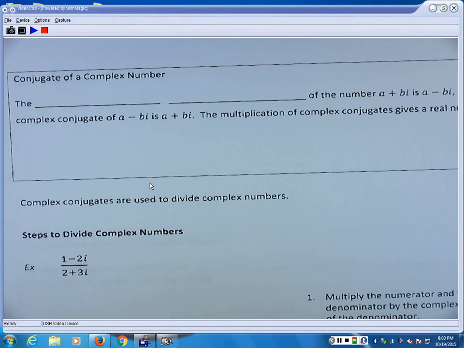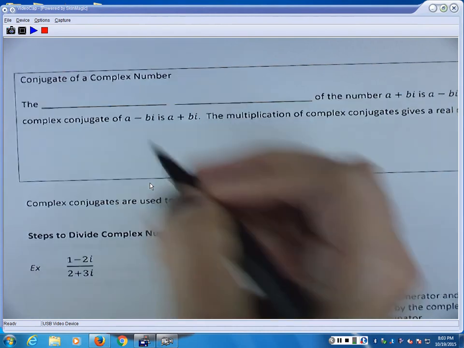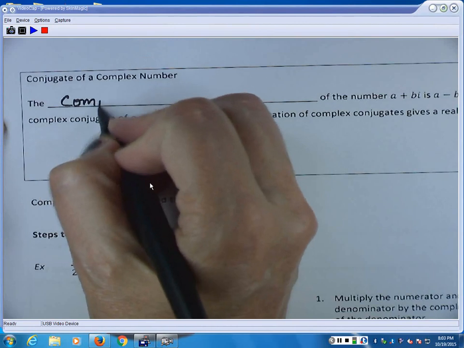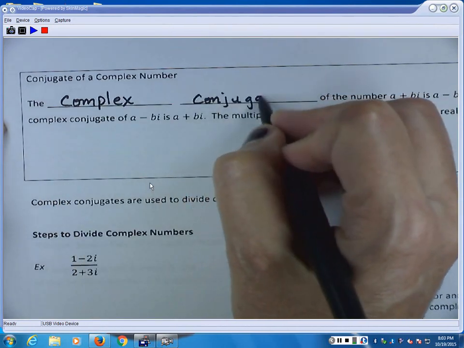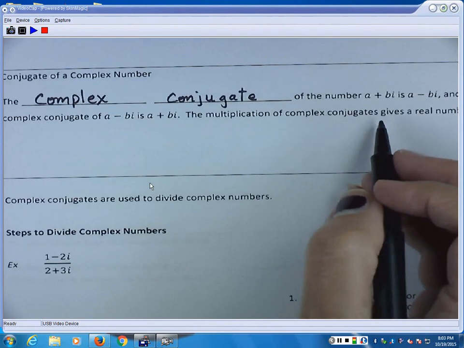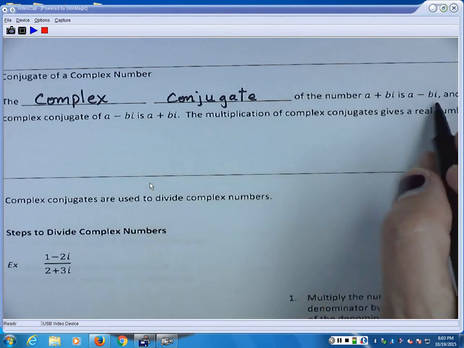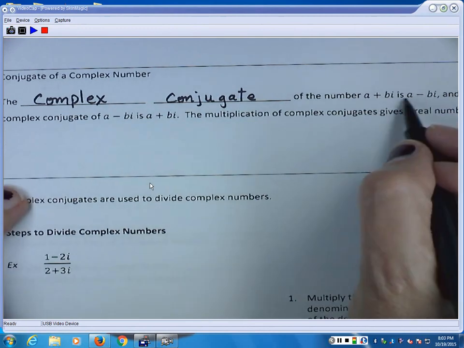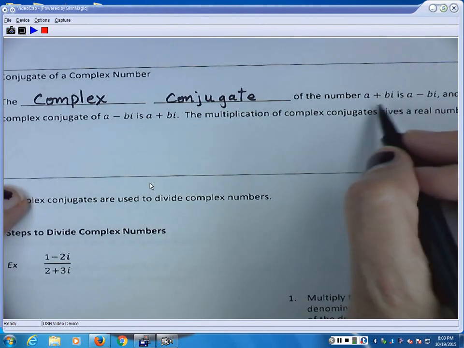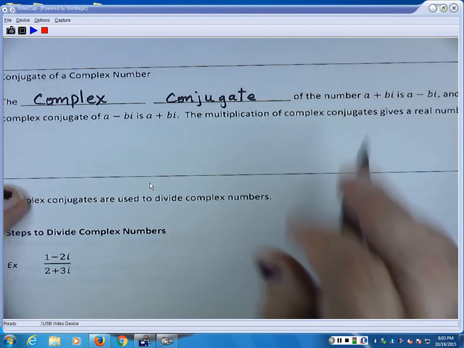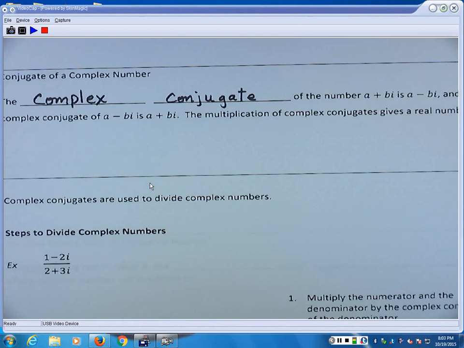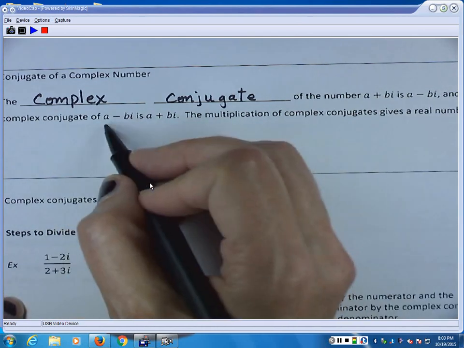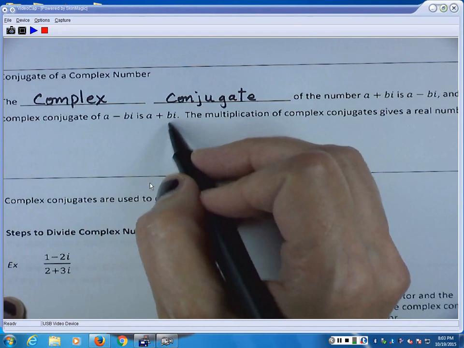Okay, well, we call it the conjugate of a complex number. The complex conjugate of the number a plus bi is a minus bi. Notice there's no negative sign in front of the a, it's in between. So we want to write the real part and then the imaginary part, and just change the sign between them to come up with a conjugate. The complex conjugate of a minus bi is a plus bi.